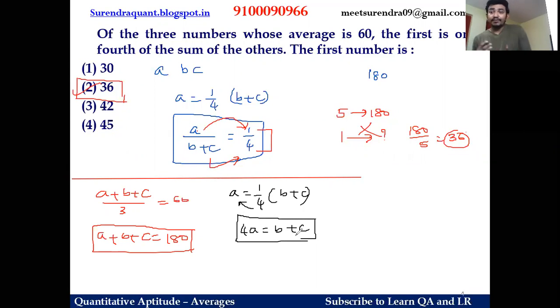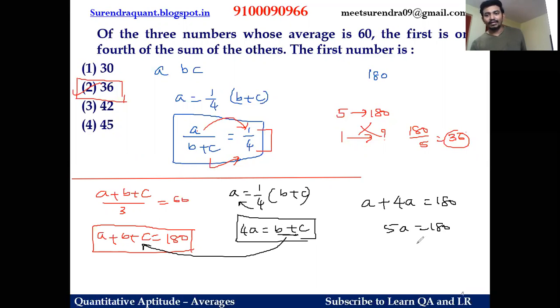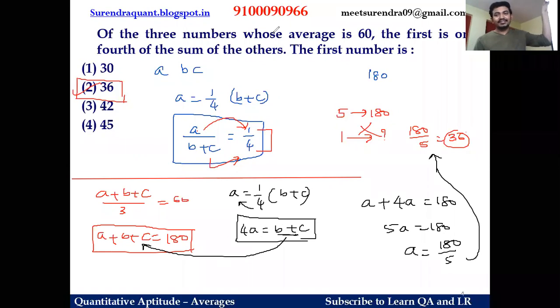Now, if you want to have the first number A, you need to replace B plus C with 4A in this expression. So we know that A plus, guys, what is the B plus C value? 4A. So this is 180. So 5A is 180. What is A? 180 by 5. So even that also gives the same answer. But the thing is the time taken. Time taken is very important, right? So try to express in terms of a ratio, which will save a lot of time.